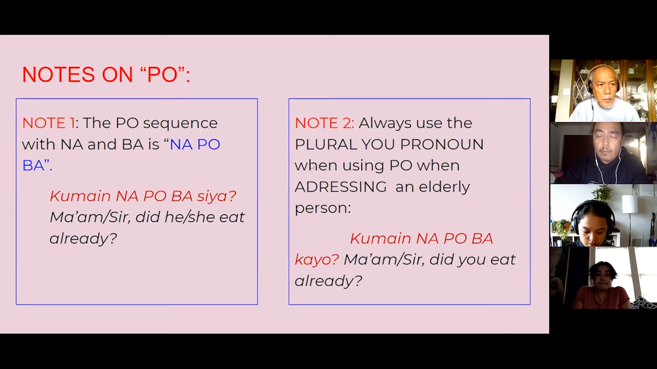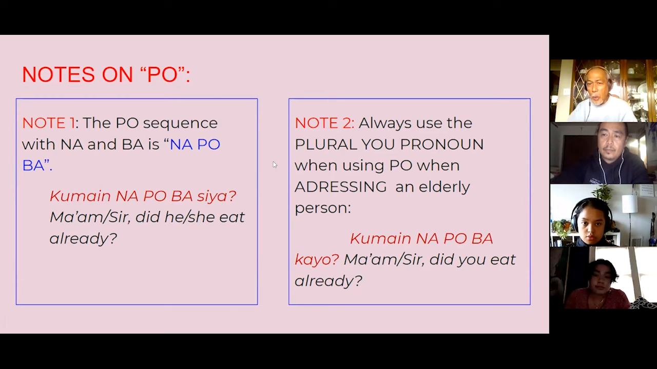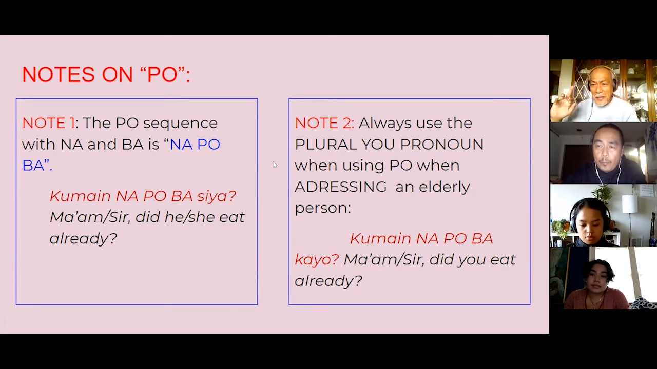Notes on "po." The sequence with the "na" and "ba" is "na po ba." It doesn't change. That is the sequence if you add the "na" and the "ba." So, ma'am, sir, did he, she eat already? Oh, by the way, "po" is literally translated as ma'am, sir. Lately I noticed in Manila, in all these malls, they've changed the whole thing and never say "po" anymore. They say, "Hi, ma'am, sir, ma'am, sir." It's literally the translation of "po," and you hear that more often now.